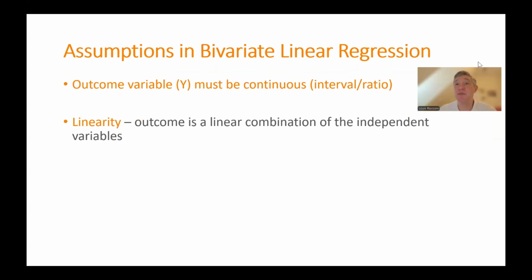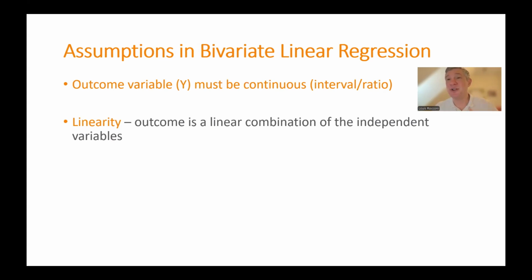Some assumptions with simple linear regression here. Our outcome variable, we want it to be continuous. We want it to be measured on the interval ratio scale. If we have a nominal variable, this isn't the right regression analysis for it. There are other regression analyses that are more appropriate for variables that are not measured on the interval ratio scale. But the one we're talking about, our outcome is measured on the interval ratio scale.